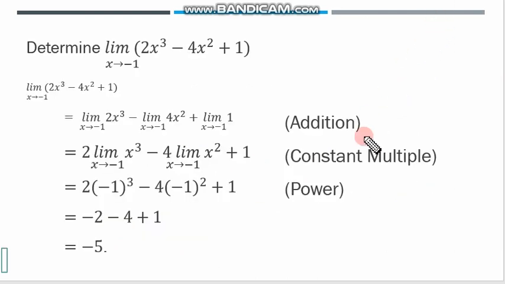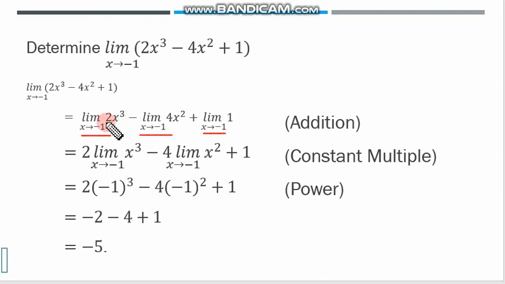So another example, the limit of 2x cubed minus 4x squared plus 1 as x approaches negative 1. Using theorem number 1, I will use the addition or subtraction theorem and get all the individual functions. So the limit of 2x cubed as x approaches negative 1, minus the limit of 4x squared as x approaches negative 1, plus the limit of 1 as x approaches negative 1. So these are the individual limits of the function.